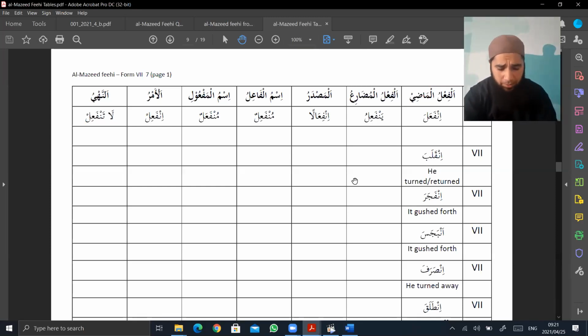And then our root letters حكمة. They're not really used on this scale, but we can form it nonetheless. So it will mean what? انحكم ينحكم انحكاما منحكم منحكم انحكم لا تنحكم. What does it mean? I don't know. Nothing is used in this part. So we just theoretically formed the scale with those root letters, but it doesn't have to have a meaning.